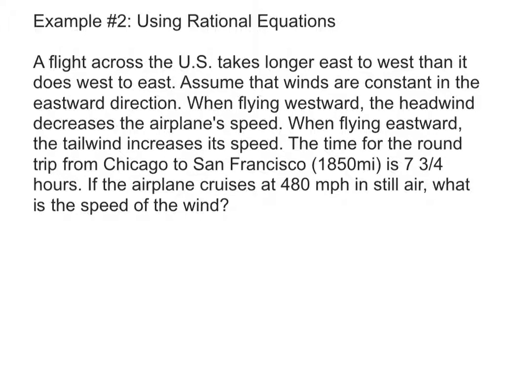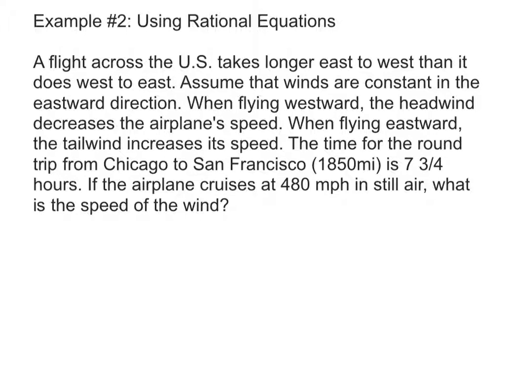But here we go. It says a flight across the U.S. takes longer east to west than it does west to east. It says assume that winds are constant in the eastward direction. When flying westward, the headwind decreases the airplane speed. When flying eastward, the tailwind increases its speed. The time for the round trip from Chicago to San Francisco, which is 1,850 miles, is 7 3/4 hours.